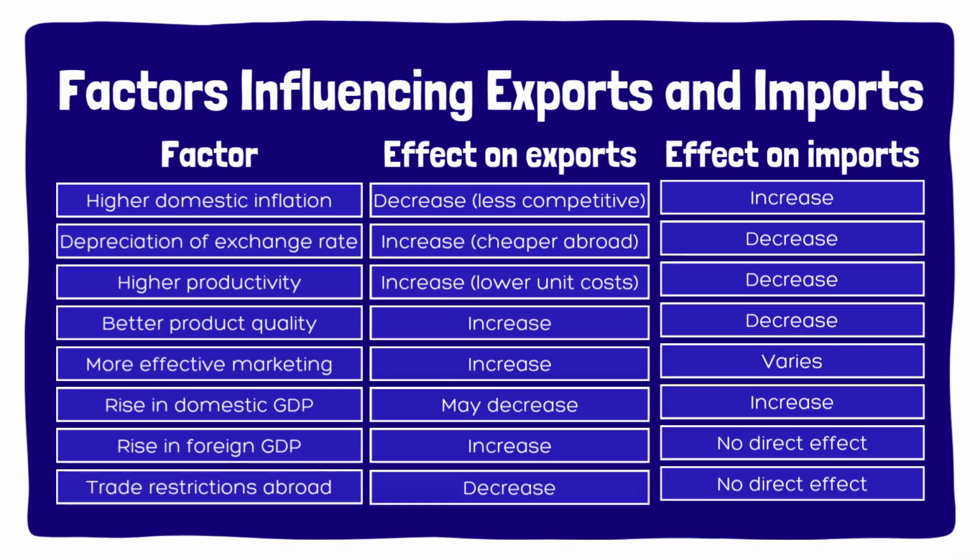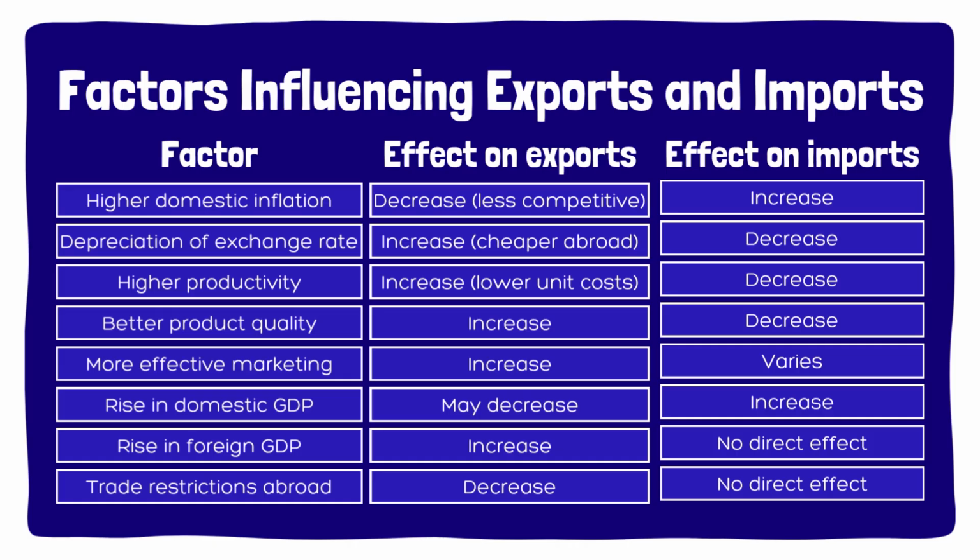There are several factors that influence exports and imports and therefore affect the current account balance. One important factor is inflation. If a country has a high inflation rate, its products become more expensive compared to foreign products, making exports less competitive and imports more attractive. Lower inflation improves competitiveness and can increase exports while reducing imports. Exchange rates also play a major role. A fall in the exchange rate makes exports cheaper and imports more expensive, encouraging exports and discouraging imports.